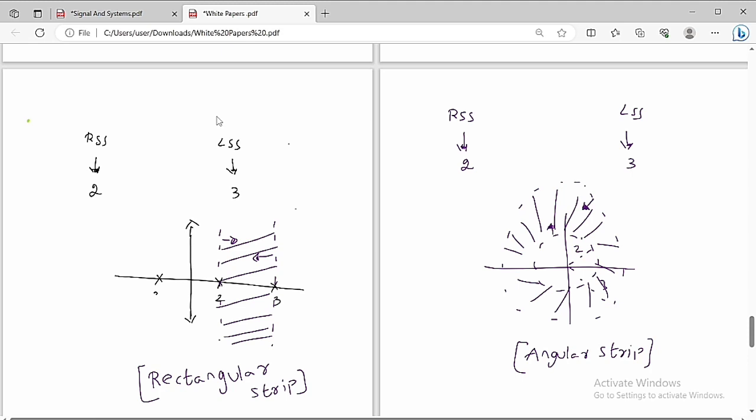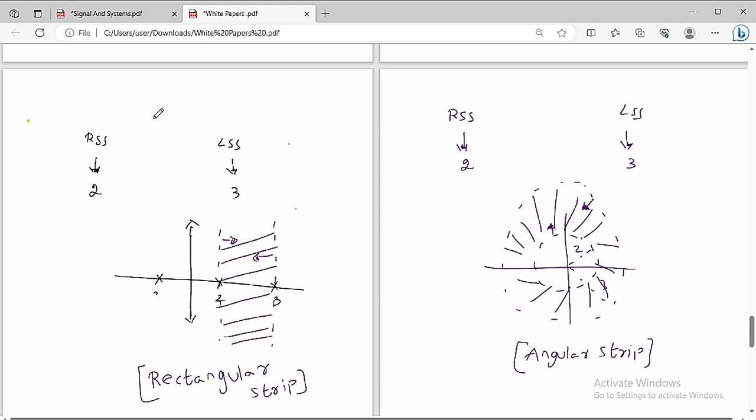Suppose this is not satisfied. Similarly, go for the left-sided signal. What's the meaning of a left-sided signal? f of t is equal to 0 for t greater than 0. If this condition is also not satisfied, then by default the signal is said to be a two-sided signal. So, if it is not a right-sided signal and it is not a left-sided signal, then by default it is a two-sided signal. This is what I am trying to tell you.